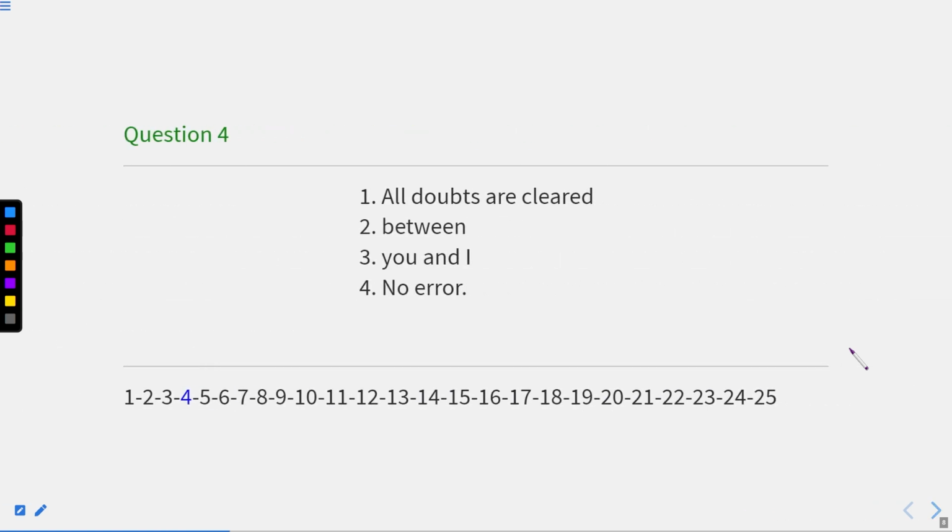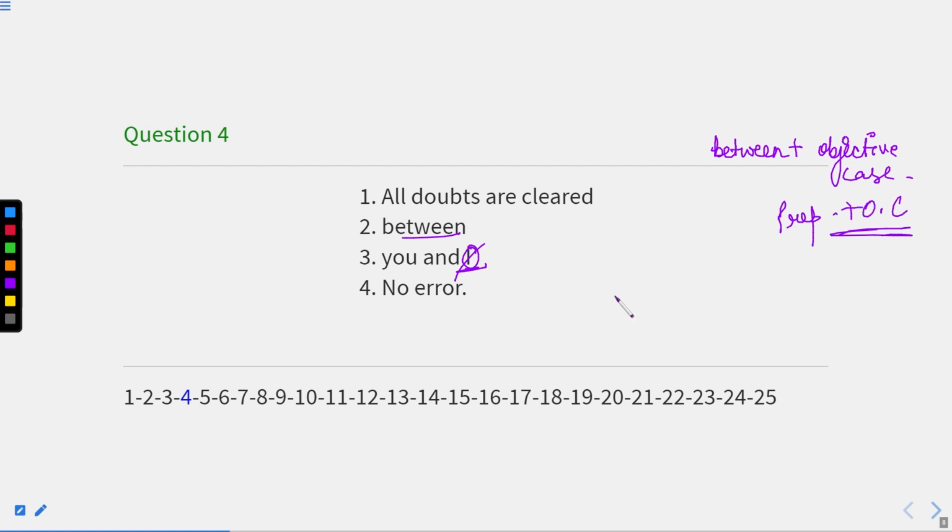Now this is question number 4. All doubts are cleared between you and me. Now, whenever we have the word between, after between, we can only have objective case. Okay, after between, we can only have objective case. So, here, if you see the sentence very carefully, here it is written you and I, which is incorrect because between is a preposition, and after any preposition, we should only have objective case. Okay, we should only have objective case of pronoun.